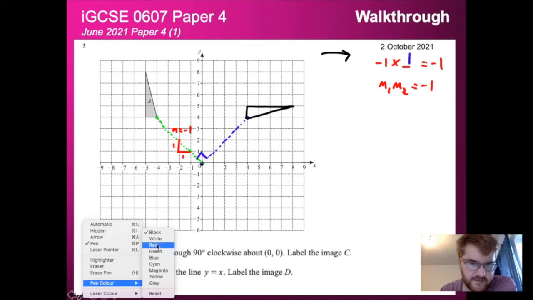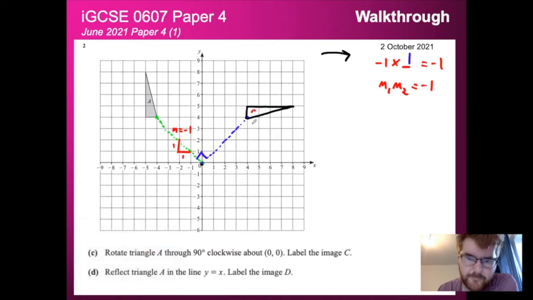So let me draw that in and give it a letter. So here we are, C. Again, I really highly recommend you do not use this method. I would use tracing paper every single time, but if you're looking for an alternative, this can also work as well. Okay, and part D is we need to reflect triangle A in the line y equals x.